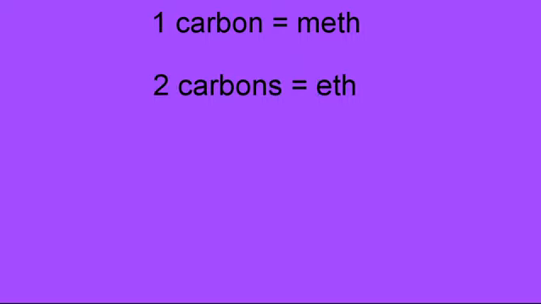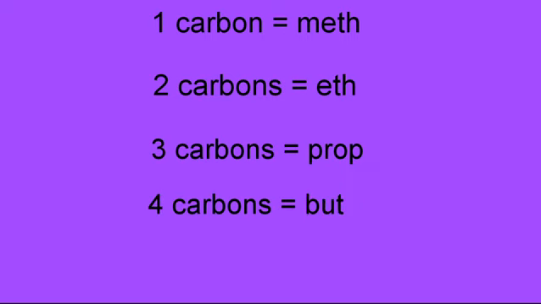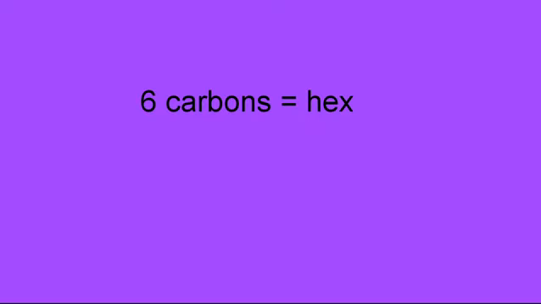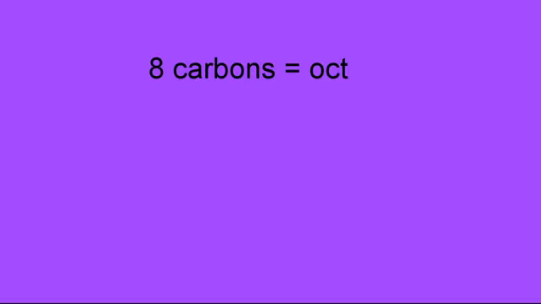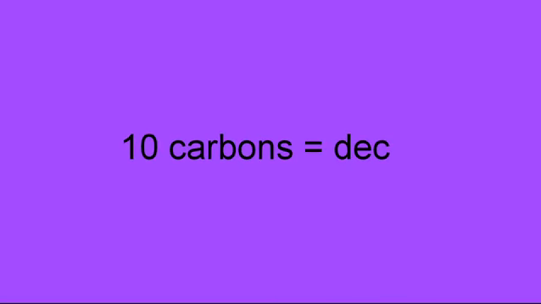So of course, there are terms that are used to indicate the number of carbons. One carbon in the main chain means meth. When you have two carbons, it is eth. 3 carbons, prop. 4 carbons, but. 5 carbons, pent. 6 carbons, hex. 7 carbons, hept. 8 carbons, oct. 9 carbons, non. 10 carbons, dec. So that's the root part of the name.